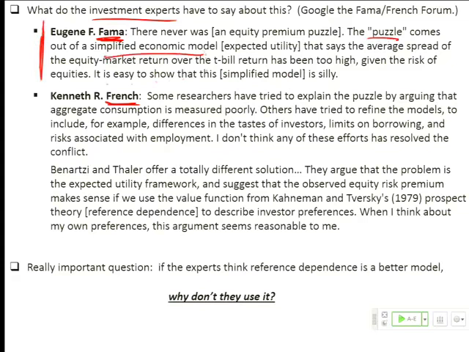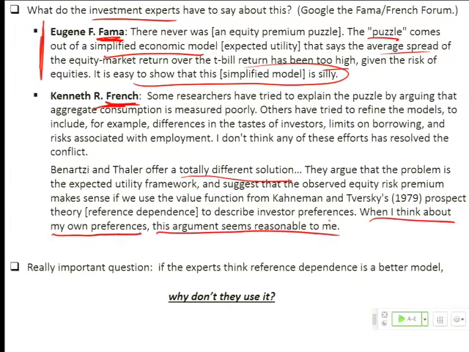A puzzle comes out of a simplified economic model, expected utility, that says the average spread of the equity market return to the T-bill return has been too high. It's easy to show that this simplified model is silly. So he's acknowledging that the expected utility model is silly. French, his counterpart, says some researchers have tried to explain the puzzle by arguing this or arguing that, but Bernardsky and Thaler offer a totally different solution. They argue that the problem is the expected utility framework, and they give this other explanation. And he says: when I think about my own preferences, this argument seems reasonable to me.